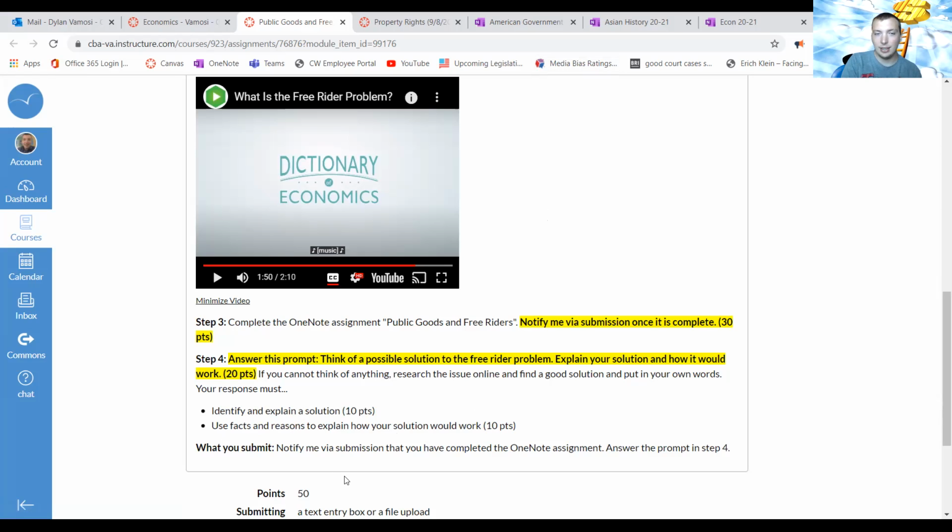And then what you submit is notify me via submission once you've completed the OneNote assignment, and then answer the prompt in step 4. And that's it. That's Public Goods and Free Riders.